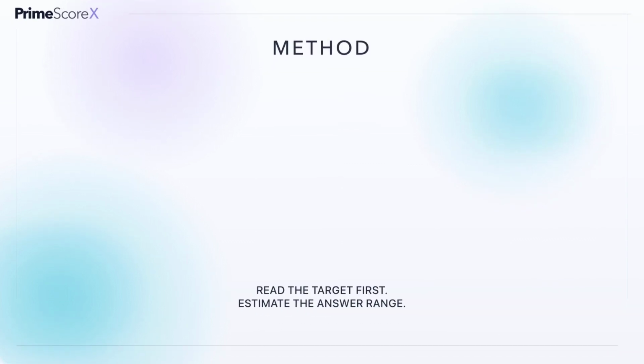Use a simple method instead of improvising. Step 1. Read the target first. Step 2. Estimate the answer range. These first two moves slow the situation down just enough to create control, without turning the question or the study session into a long analysis exercise.